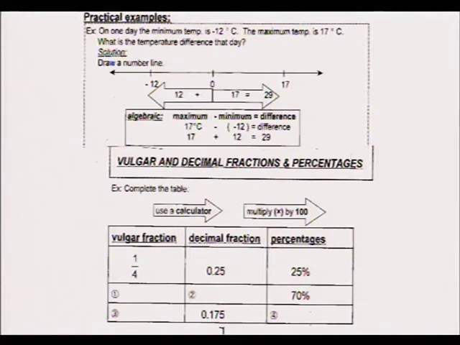Then we get vulgar and decimal fractions and percentages. You see the table, or complete the table. You can use your calculator. A vulgar fraction will be 1 divided by 4, and the calculator will give it to you as 0.25. The percentage will be 25%.